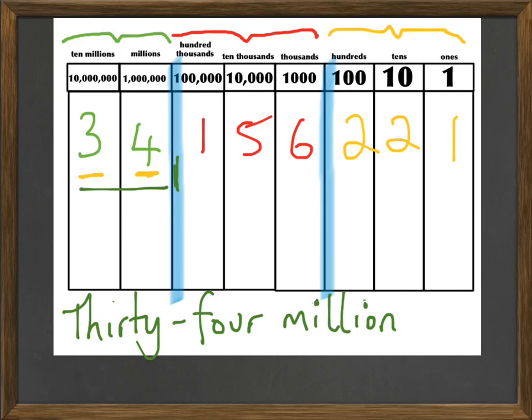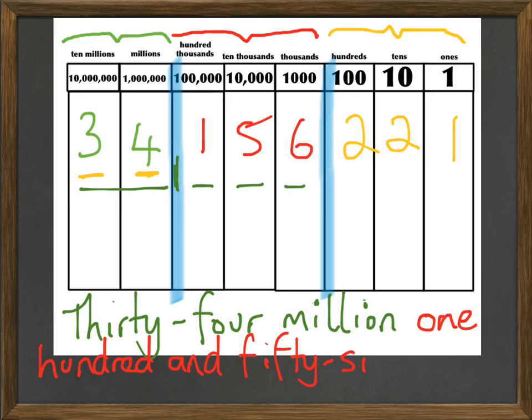And then I look at the next part. I look at the thousands. And remember, it works in threes, so I've got 156, and all I say is 156,000. So let's go into red, and we can break it up down at the bottom. So 34,156,000. And then all I've got left over at the far side here is 221.